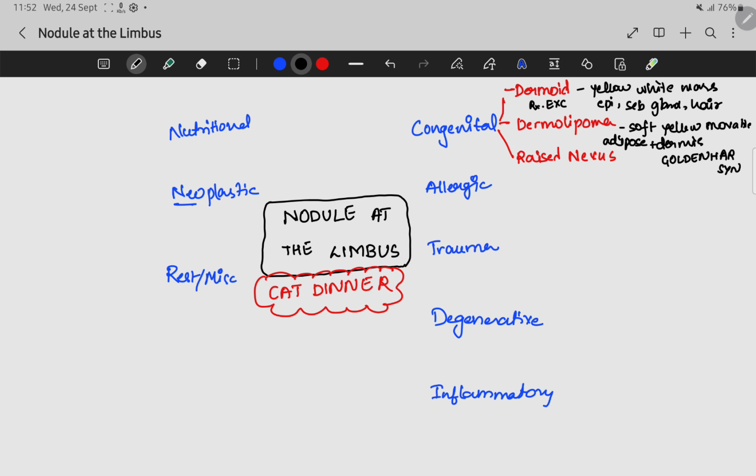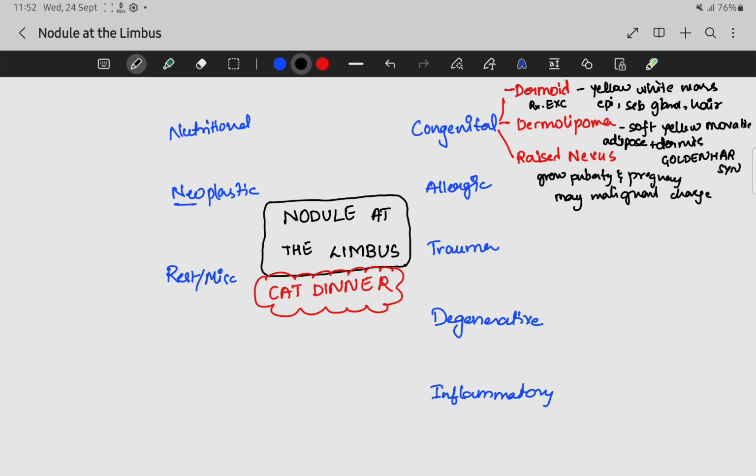The nevi, they can be either flat, raised, gelatinous, brown, black, and they have tendency to grow during puberty and pregnancy. Some may undergo malignant change. Treatment is also excision if it grows more.